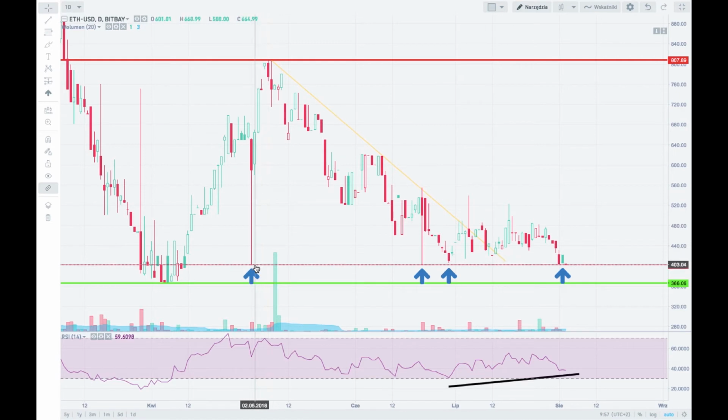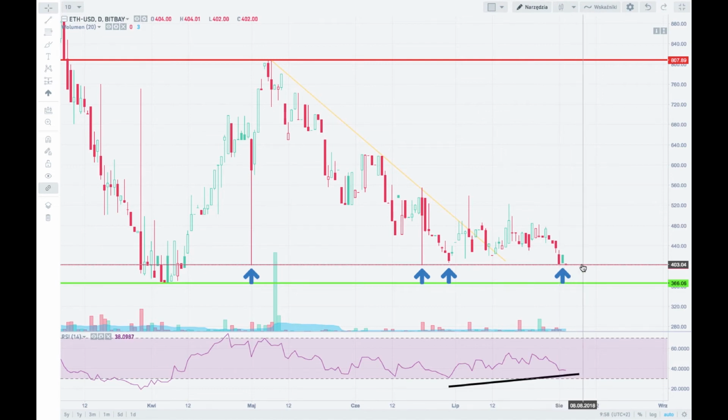that hit the level of 401 once, 401 for the second time, almost hit it for the third time, and right now, after the false breakout to the upside above this trend line, we can see that the market is trying to test this level again. So that would be the fourth attempt of the bears to break below this technical support.